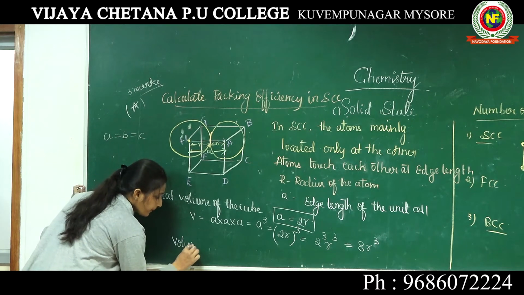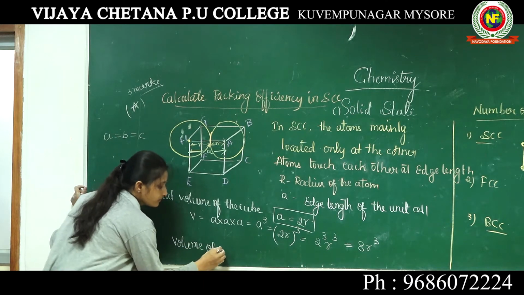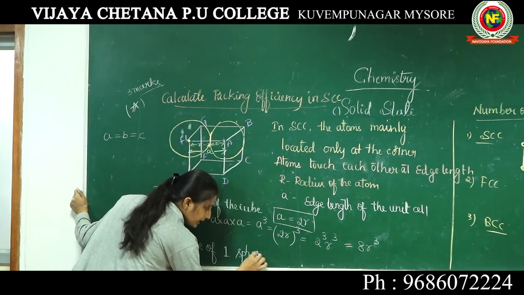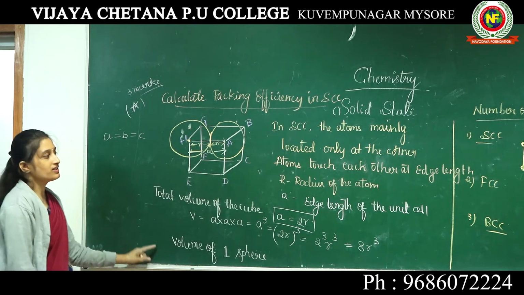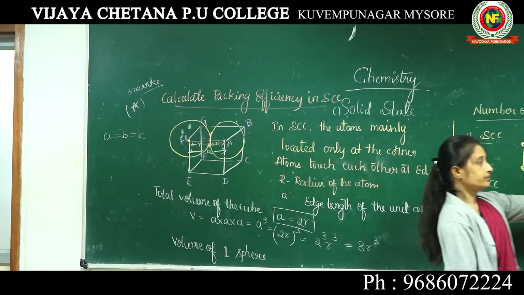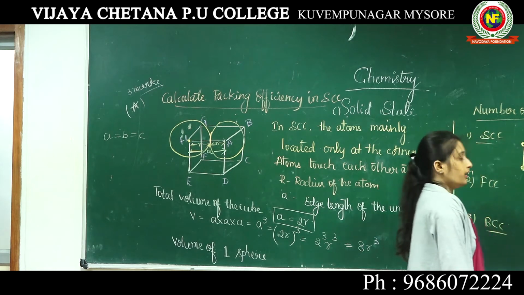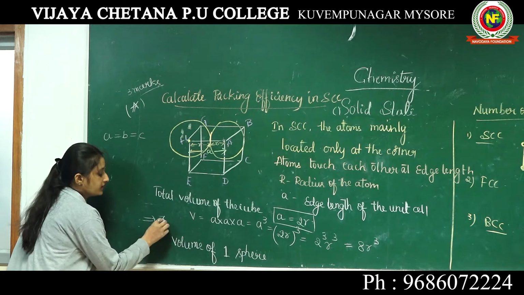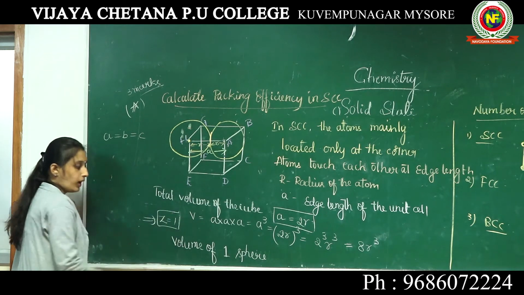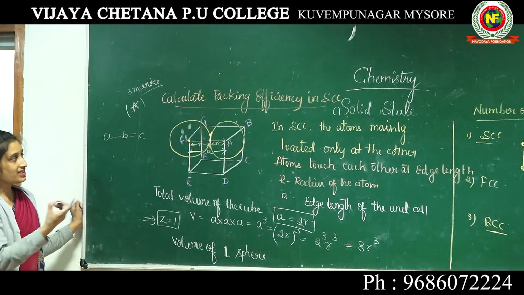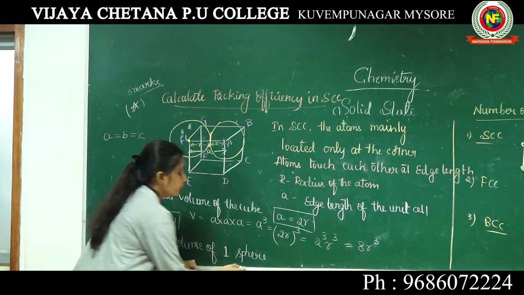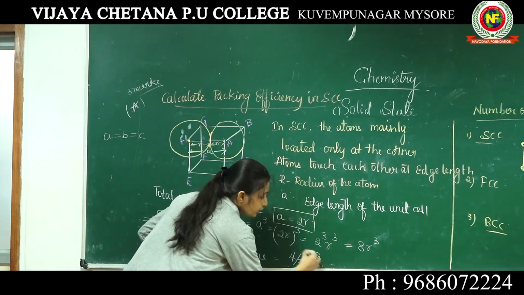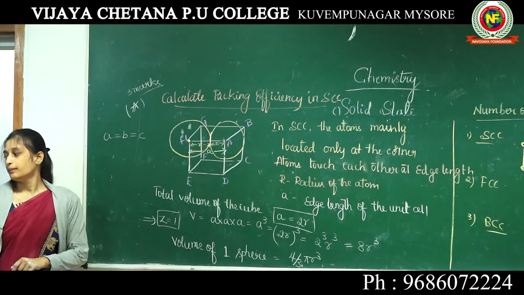Next, volume of one sphere. Why am I using the 1? Because SCC contains how many atoms? 1 atom. Or else, if you want, you can write here: Z value for SCC is equal to 1. It's a sphere. What is the volume of the sphere? 4 by 3 pi R cube.